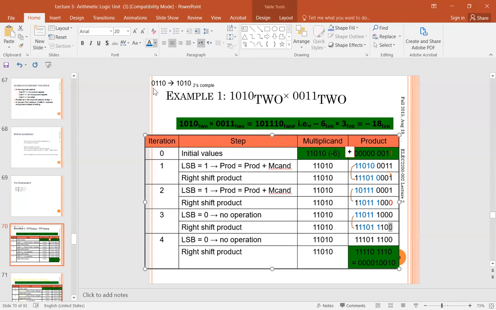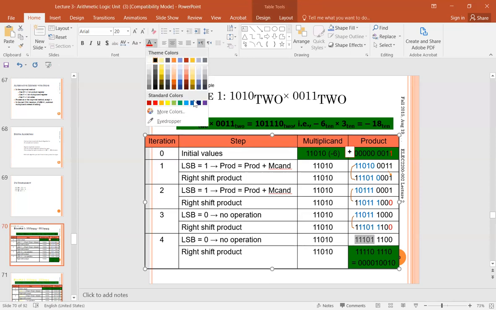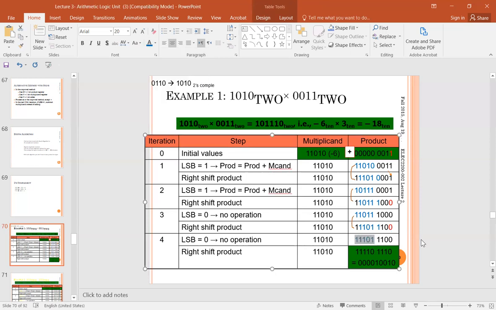So this 0, so it's one more shift. We don't do any operation, we'll just right shift product. And here is my product again. 3 ones, that's my product. 1, 1, 1, 0, 1. That's my yellow number. And we shift it here. 1, 1, 1, 0, 1. That's my 0, and that's my 1 right here.